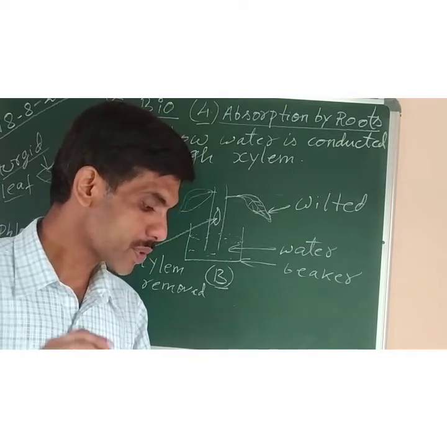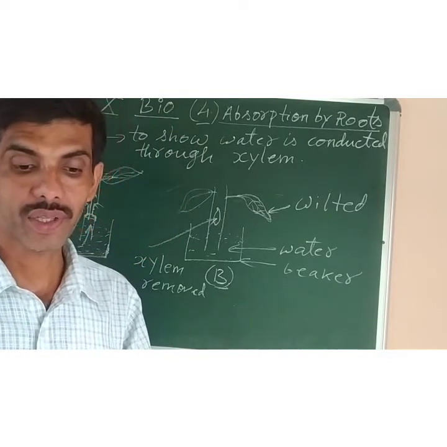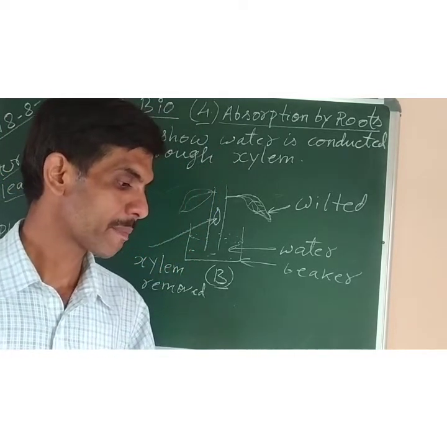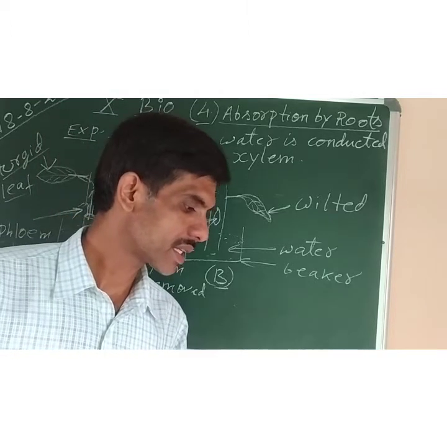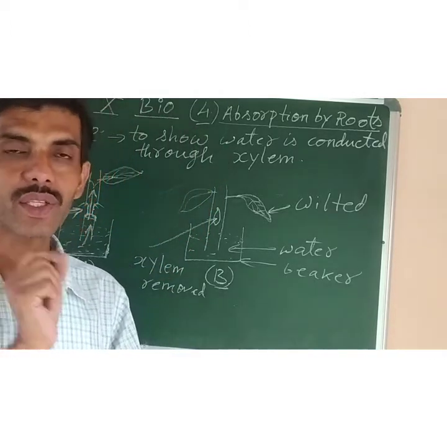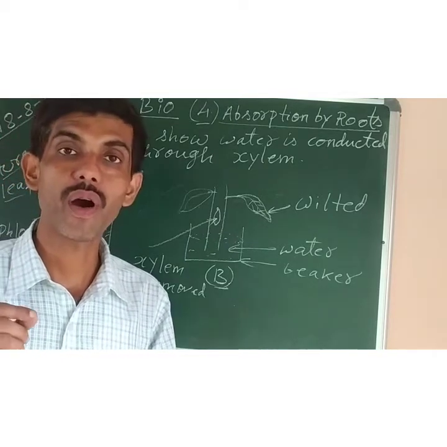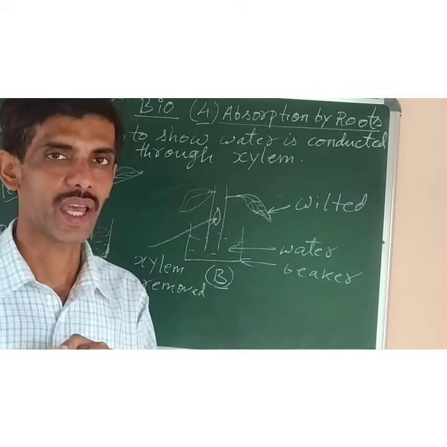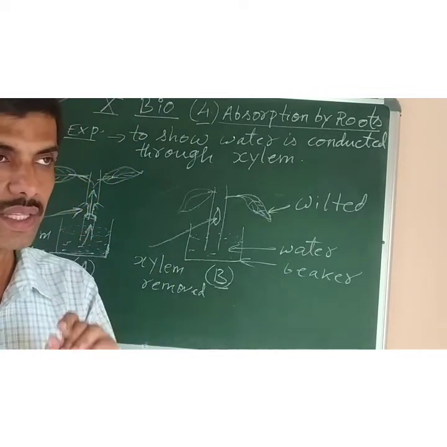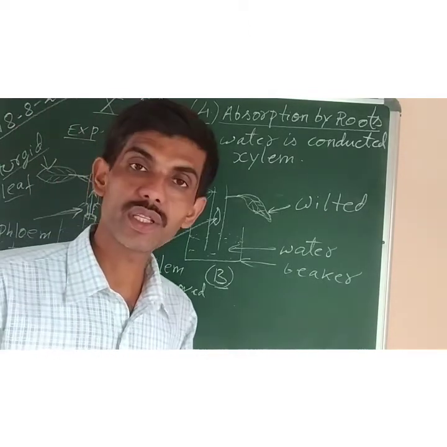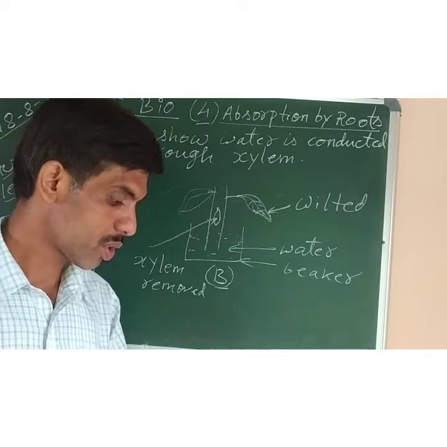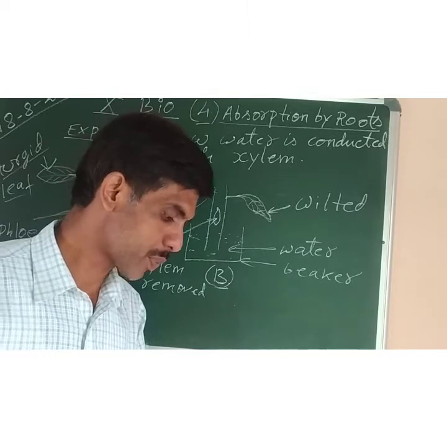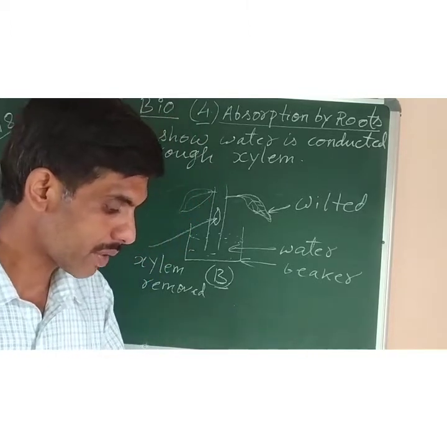Number 2, what is responsible for guttation? Guttation is not mentioned in your book or in the syllabus, but you should understand the meaning. Guttation means loss of excess water from the margin of the leaves through tiny pores called hydathodes, and this water is lost in the form of liquid. It is due to excess root pressure. The options are osmotic pressure, root pressure, suction pressure, capillarity. You can write root pressure.